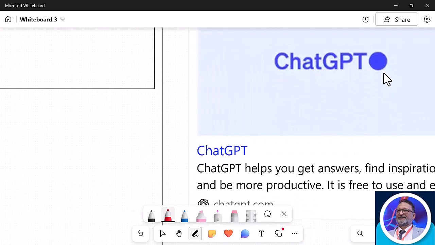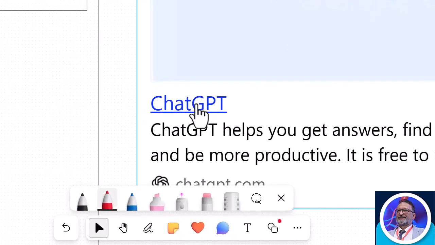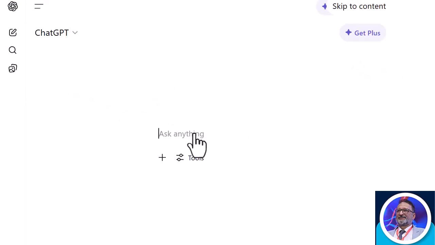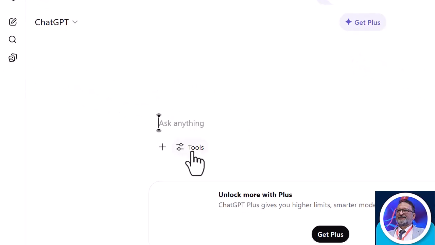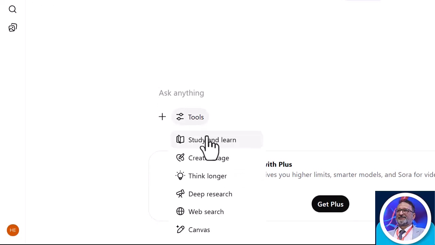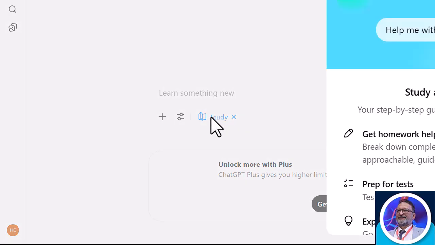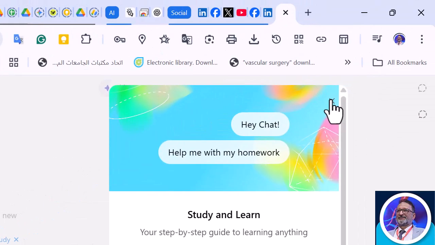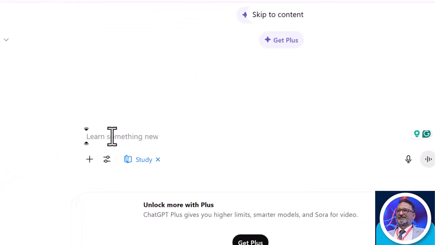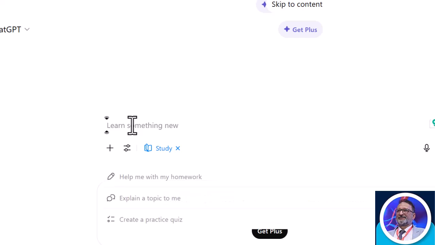All you need to do is go to the ChatGPT link, and you need to sign in, and you create a tool like this. And when you press on tools, you will find study and learn, and you click on it, so it will be active. You will get a definition of what this new tool is.